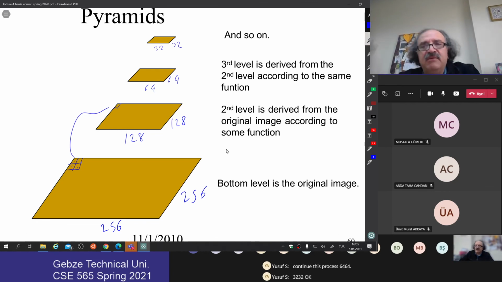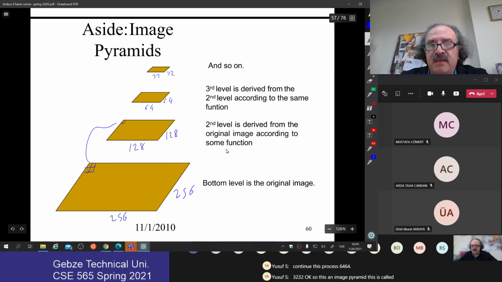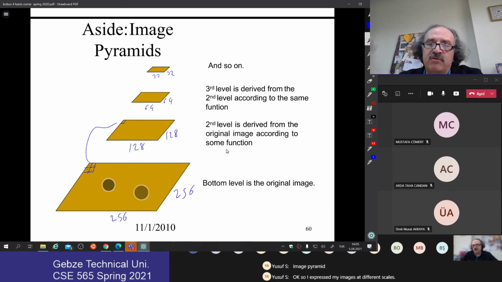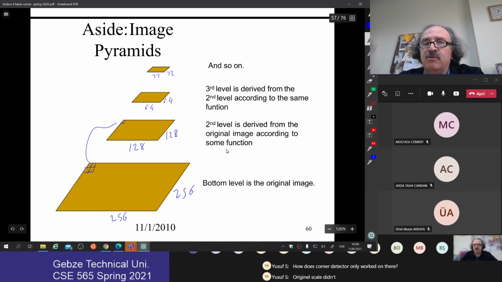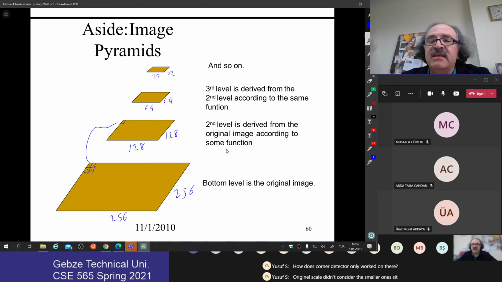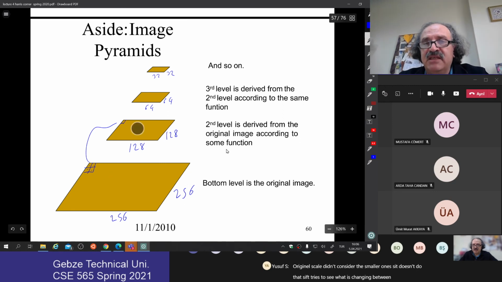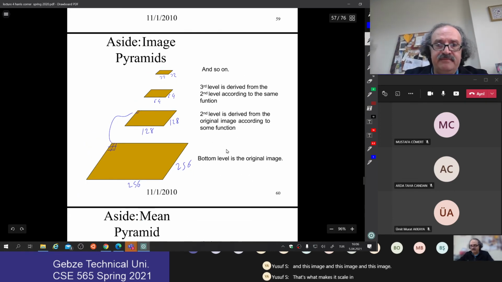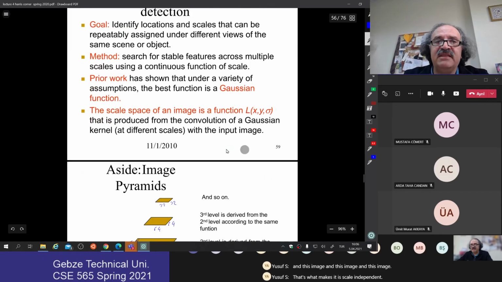Okay, so this is an image pyramid. This is called an image pyramid. So I expressed my images at different scales. The Harris corner detector only worked on the original scale, it didn't consider the smaller ones. SIFT doesn't do that. SIFT tries to see what is changing between this image and this image and this image and this image. That's what makes it scale independent.